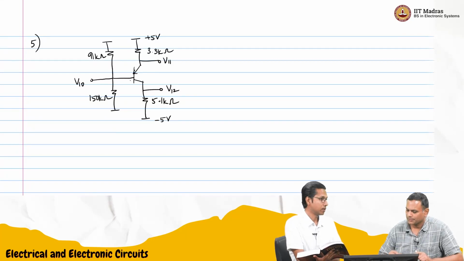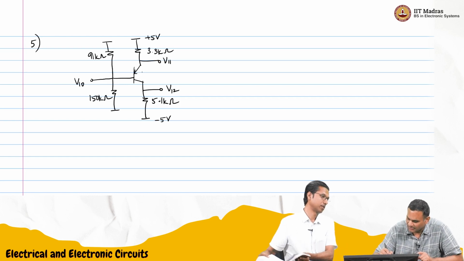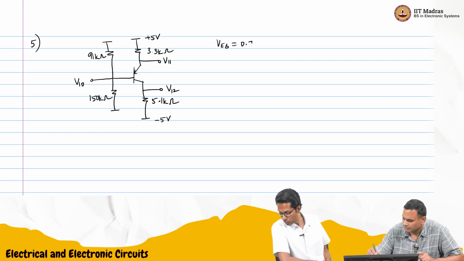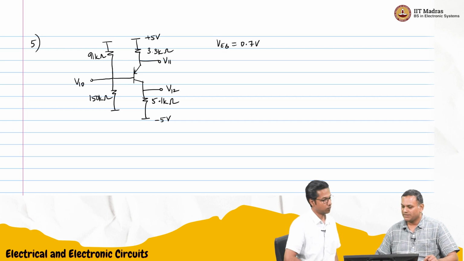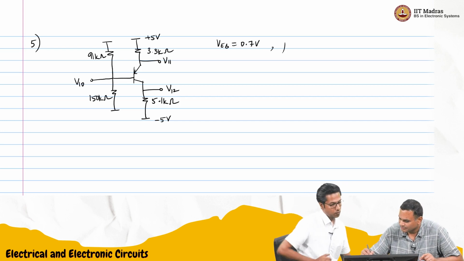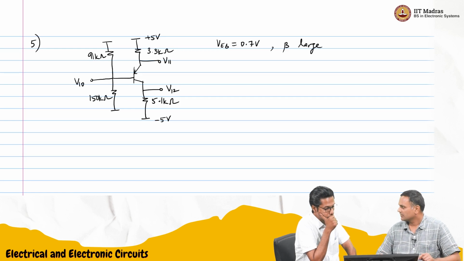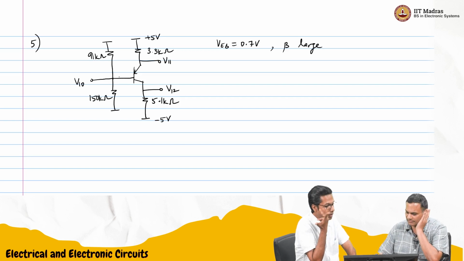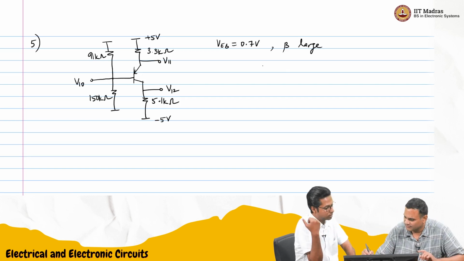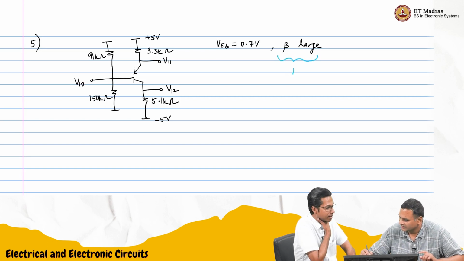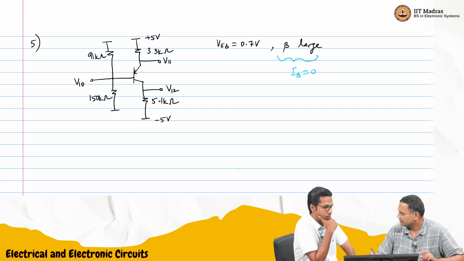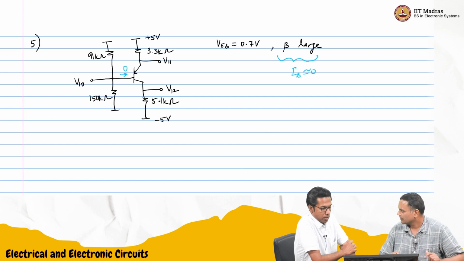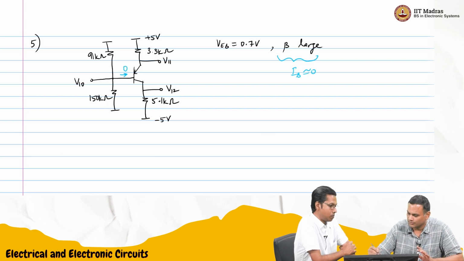And VBE is 0.7, in this case VEB. So VEB is 0.7 and beta is large. We basically want to find all voltages and currents. Beta very large means no base current, so V10 is easy. This current is almost equal to 0, and then we can find V10.